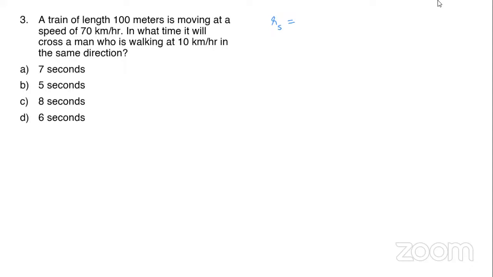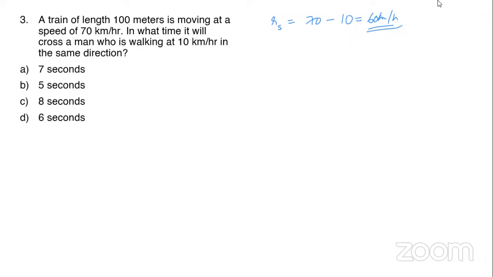How will you calculate relative speed? Is it A plus B or A minus B? Both of them are moving in the same direction. Yes, it is A minus B, because both of them are moving in the same direction. So here A is 70 and B is 10. So the relative speed will be 60 kilometer per hour.